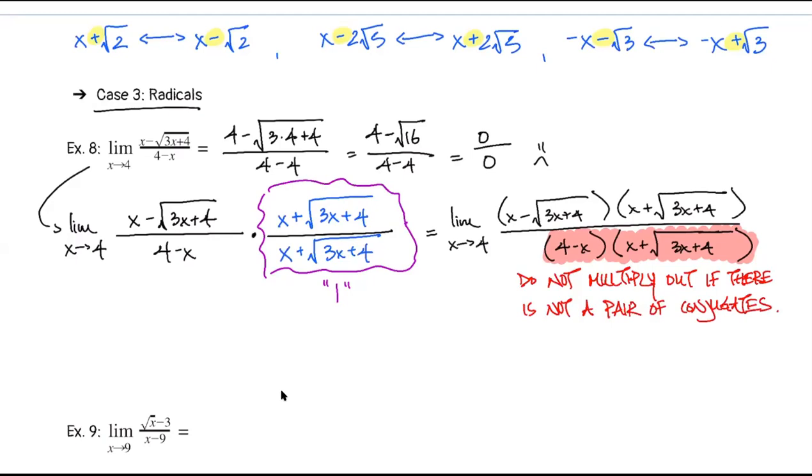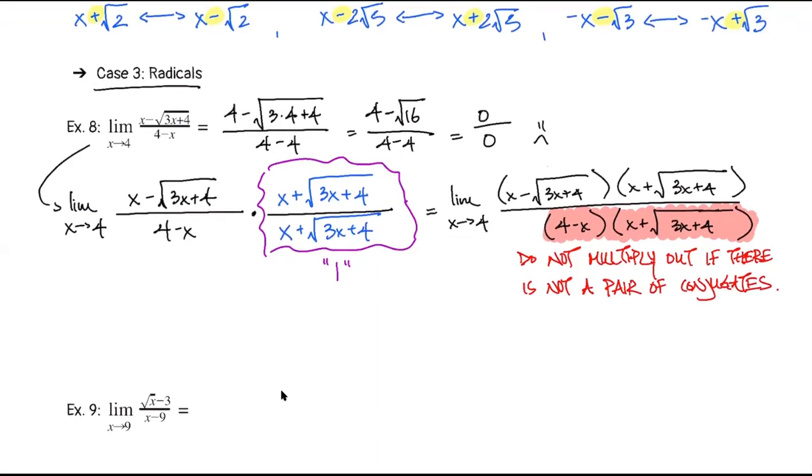Sometimes that's going to be on the bottom. Sometimes that's going to be on the top in a different problem. But the key here is do not multiply if there's not a pair of conjugates. You will make your life so hard, and all of a sudden your problem will look a bazillion times worse and it will never get better. So just trust me on that one. Do not multiply that part out, but we will multiply out the top.